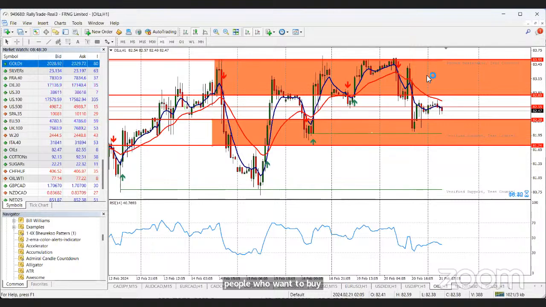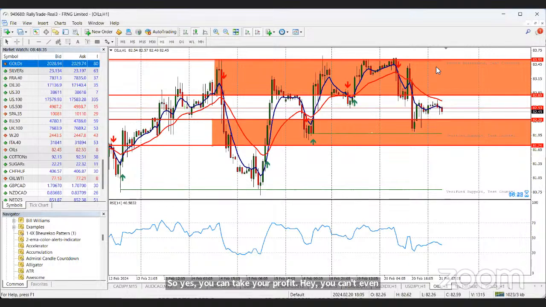So yes, you can take your profit. You can even take a profit here and enter again. Yes, so I've given two good entries and take profit regions as well. So you can buy from this region 82.28 and 81.74 and take your profit once it enters 82.80 and 83.55. And also you can still buy from that 82.80 up to 83.55 as well.